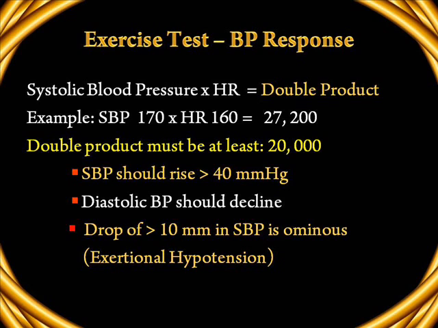Systolic blood pressure is a marker of the force of contraction or the inotropic activity of the myocardium. Heart rate is a marker of the rate of the heart or the chronotropic activity of the myocardium. The heart compensates for the extra demand by increasing the chronotropic and inotropic response. The chronotropic response of increasing the heart rate and the inotropic response of increasing the systolic blood pressure. Double product is a measure, a product of the increase in systolic pressure and the increase in the heart rate. That is why double product is an important measure for the cardiac work.